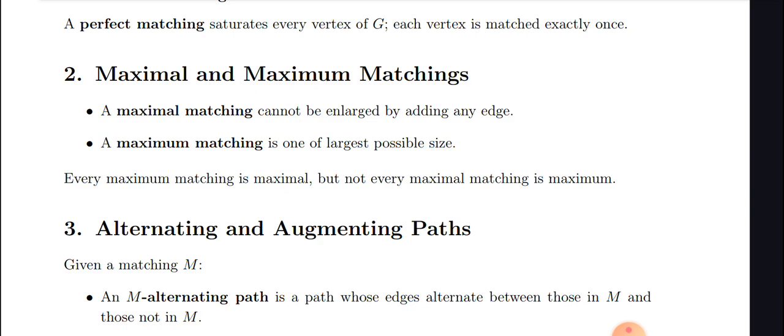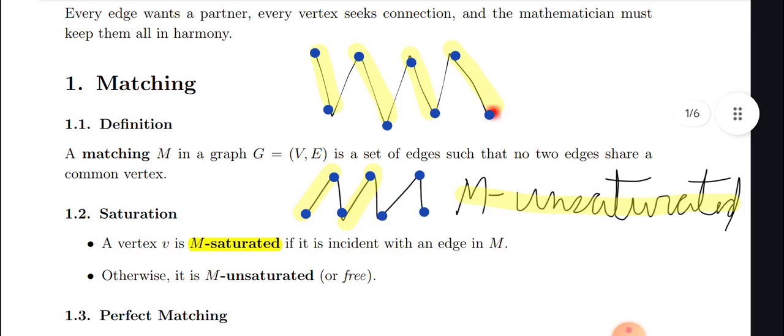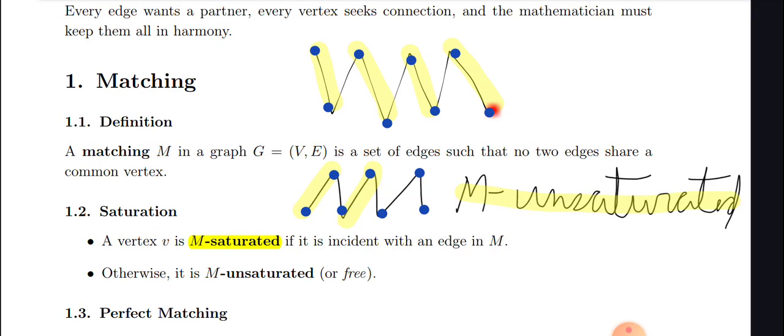Perfect. Let's imagine a simple path graph, say 5 vertices in a line: V1, V2, V3, V4, V5. Okay. Now, what's the maximum matching size here? You can see it's 2 edges. For example, you could pick the edge V1V2 and the edge V3V4. And that leaves V5 all by itself, unsaturated. Right. The size is 2. That is the largest possible. That's our maximum matching.